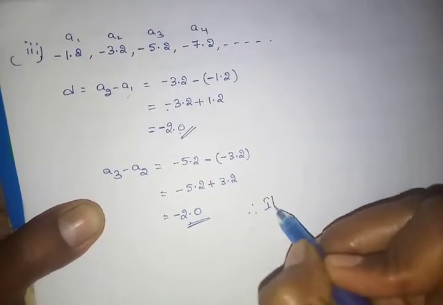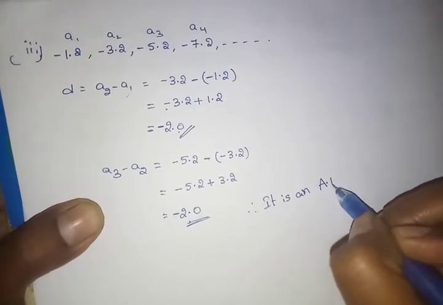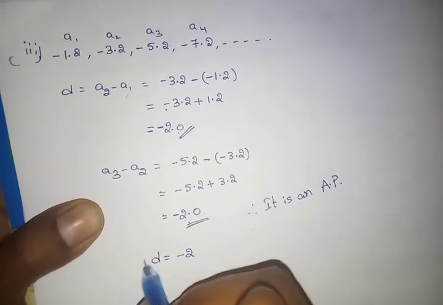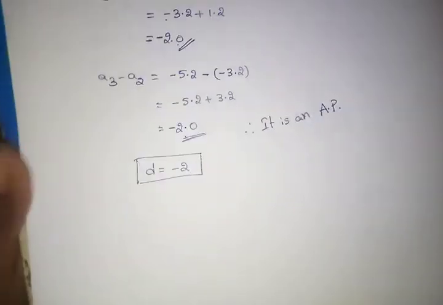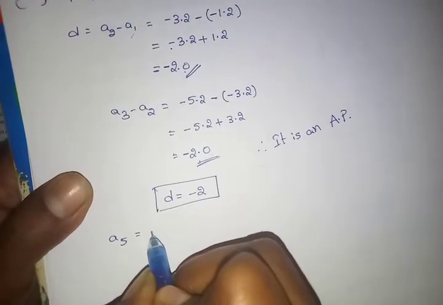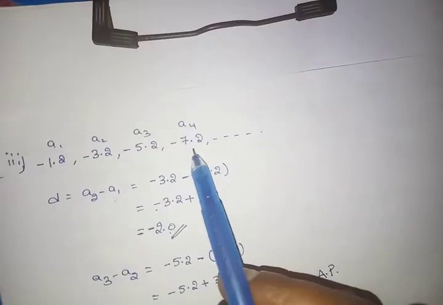Therefore, it is an arithmetic progression. Then what do we have to find? This is the D value. D equals minus 2. Then what do we have to find? A5 value. A5 equals what? A4 plus D. What is A4 value?